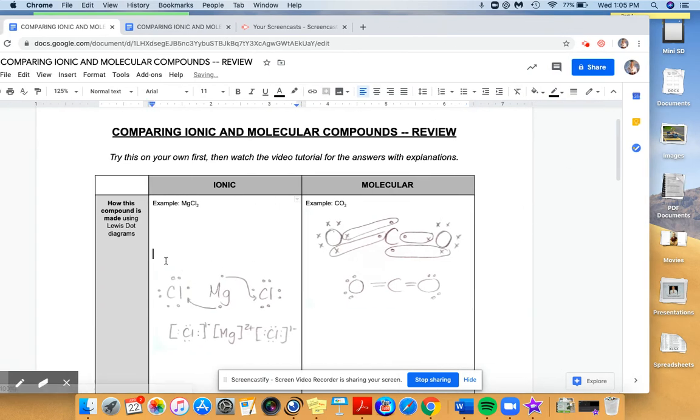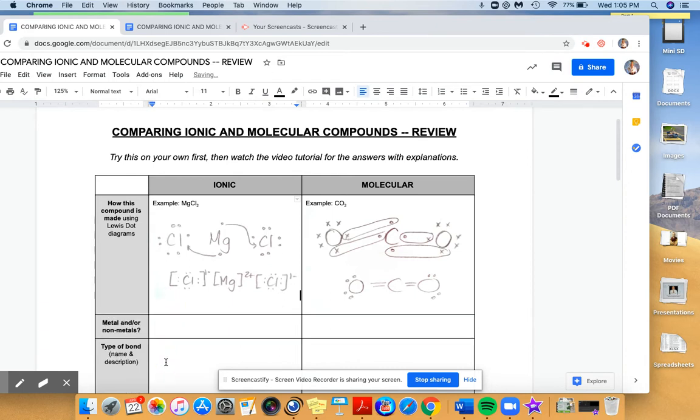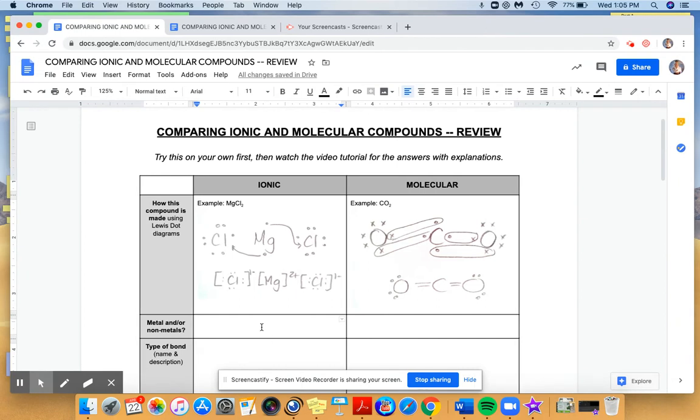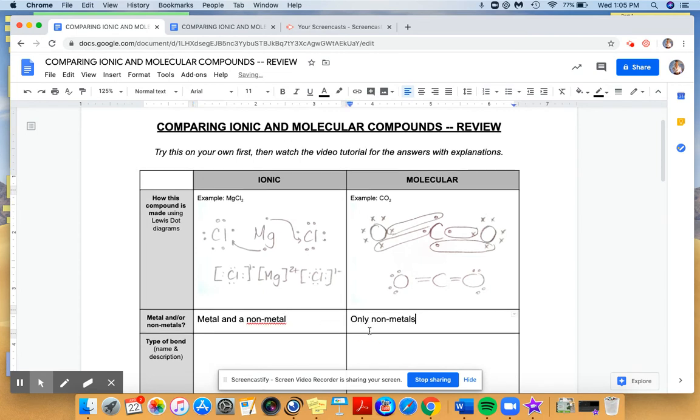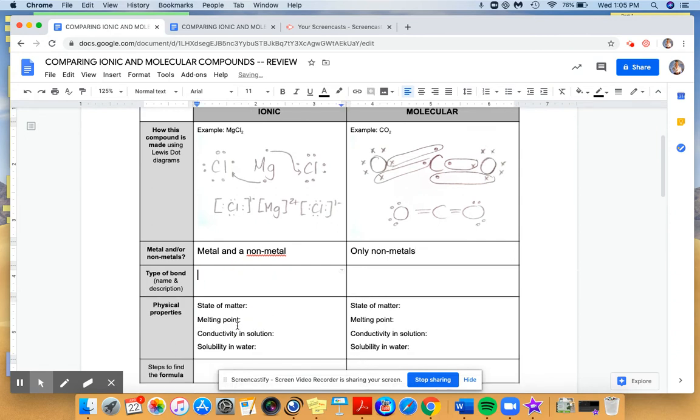Okay. So the next thing that we have to look at is something that we already talked about through that explanation. What's in these different kinds of compounds? Well, in an ionic compound, we have a metal and a nonmetal. In molecular, there's only nonmetals. There might be 2, there might be more though. Usually we had 2.